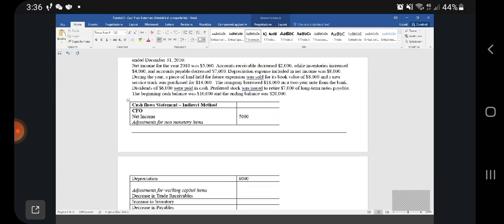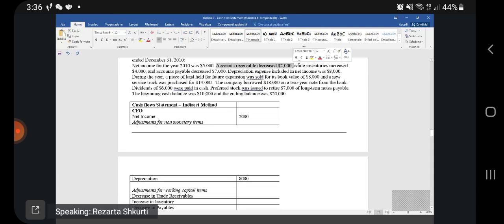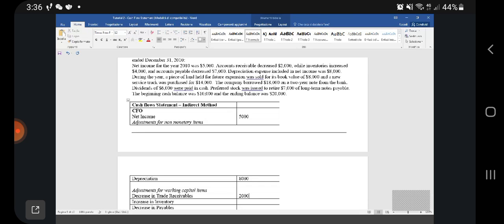Okay, so decreasing trade receivables by 2,000 would have a positive or a negative effect? The decrease in trade receivables would be a positive effect because that means money is coming in from our customers, good. Increasing inventory 4,000, that means that we are paying to buy more inventory, so minus 4,000. And decreasing payables, that is a minus again because we use our money to pay the liabilities, good.